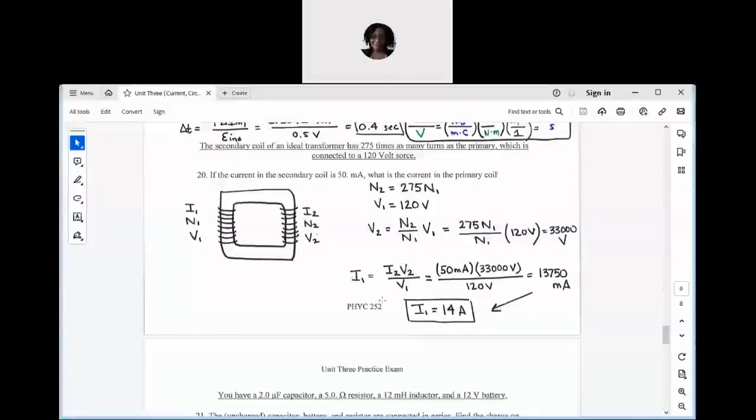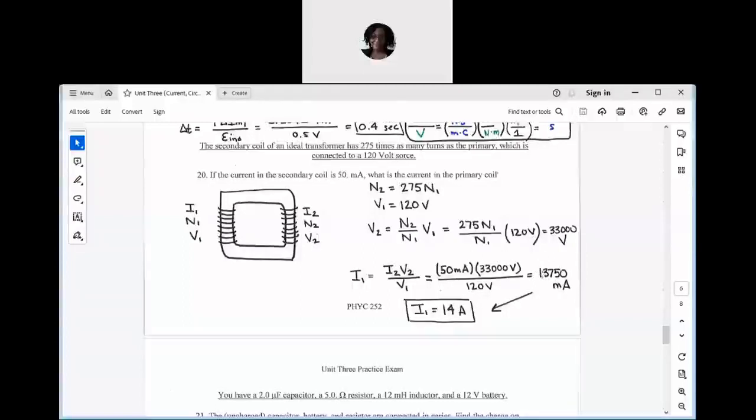I can use that now with this power relationship. If I multiply both sides of what I have written here by V1, I have I1 V1, which is a power, being equal to I2 V2, which is also a power. I've been given a secondary current that's in milliamps. So depending on how you want to express the primary current, you could convert it to amps right off the bat. I didn't. I just left it in milliamps.